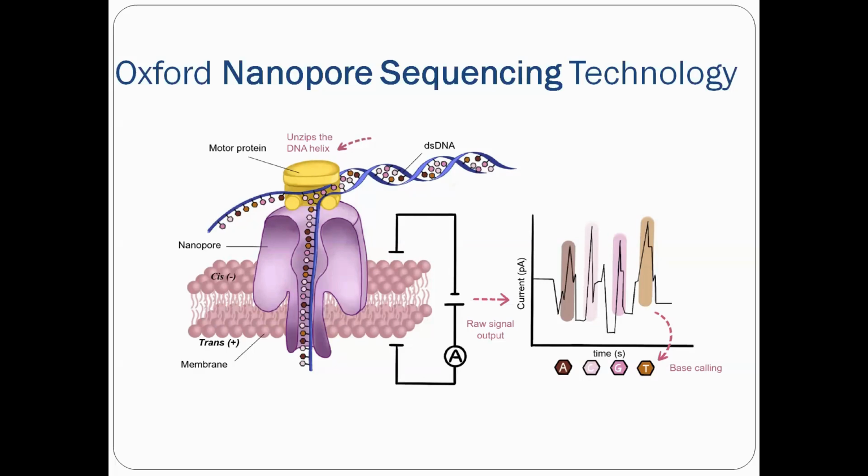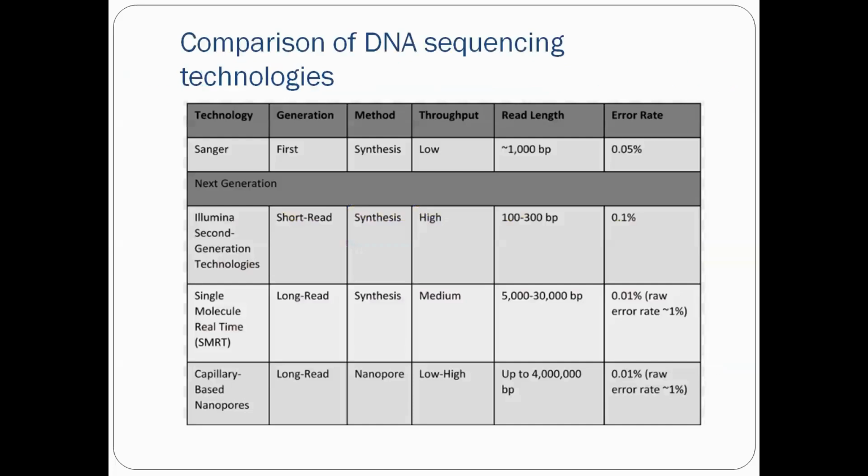So what we see here is that there is no need of a polymerase, only a nanoprotein that is embedded into the membrane, which is an artificial membrane. And this is the motor protein. It helps to unzip the DNA helix. This is the DNA which we need to sequence, and this is how the variations in the current flow are studied and the base calling is performed. So these are the major sequencing technologies which are available. They have their unique way of sequencing, and they have their own application in various fields.